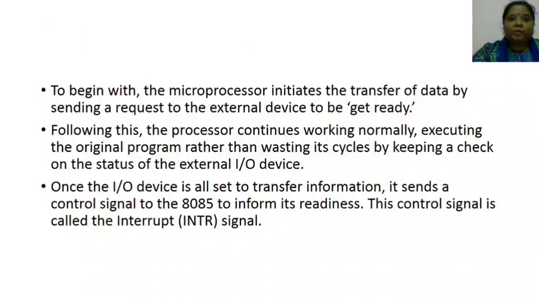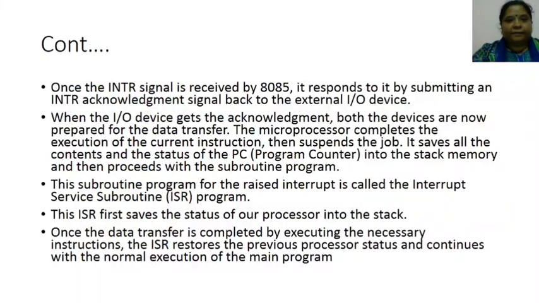To begin with, the microprocessor initiates the transfer of data by sending a request to the external device to get ready. Following this, the processor continues working normally, executing the original program, and does not waste its cycles keeping a check on the status of the external input output device. Once the input output device is all set to transfer information, it sends a control signal to the 8085 to inform it of its readiness. This control signal is called the interrupt INTR signal.